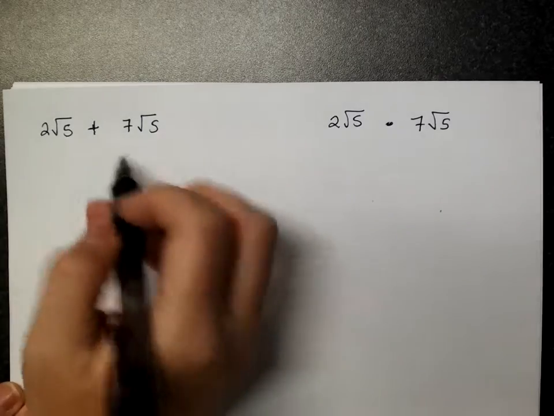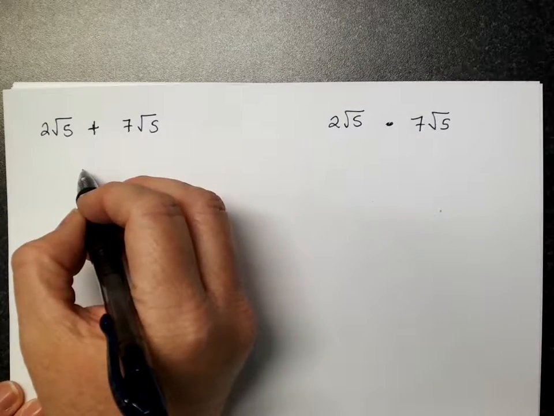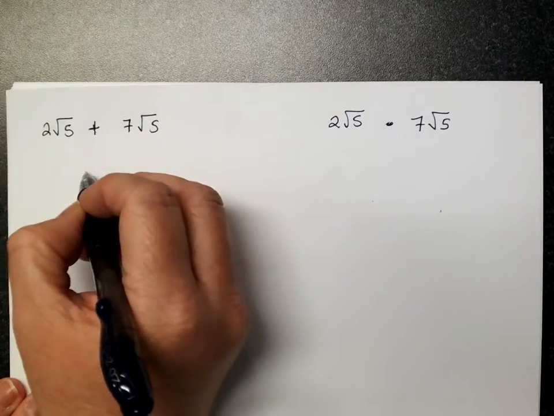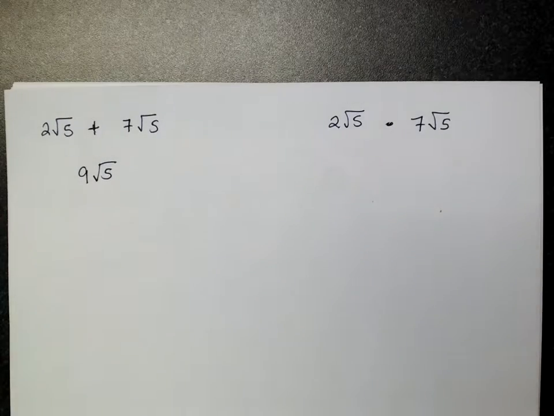So that means that what is our simplification? We combine the coefficients and get what? 9, but it's still the square root of 5. Right. Because just like 2x plus 7x is 9x, x is still the same, apples and apples, it's still apples. The square root of 5 doesn't change.